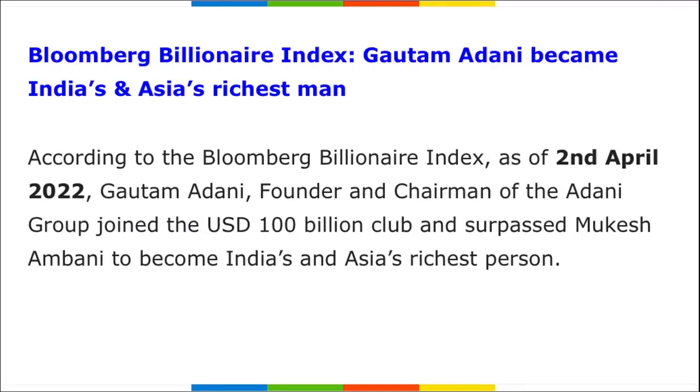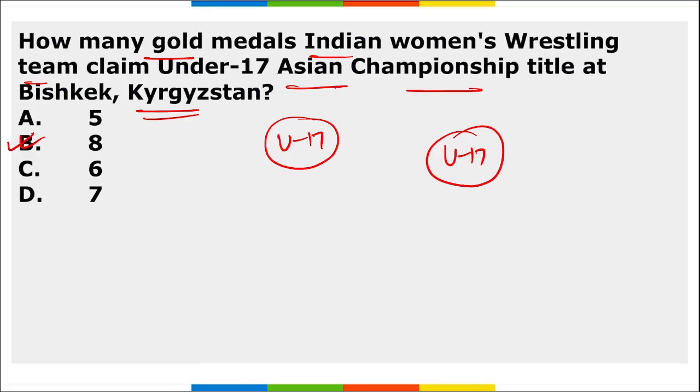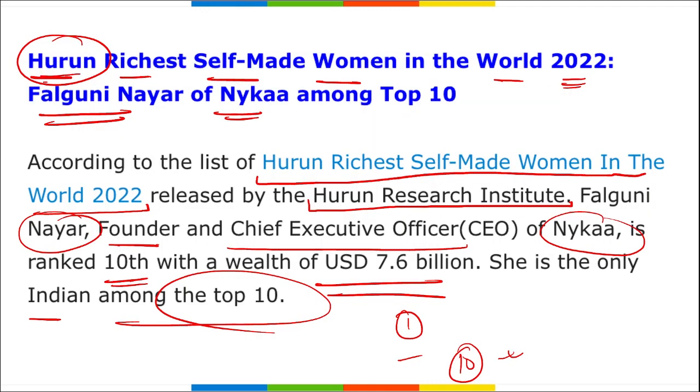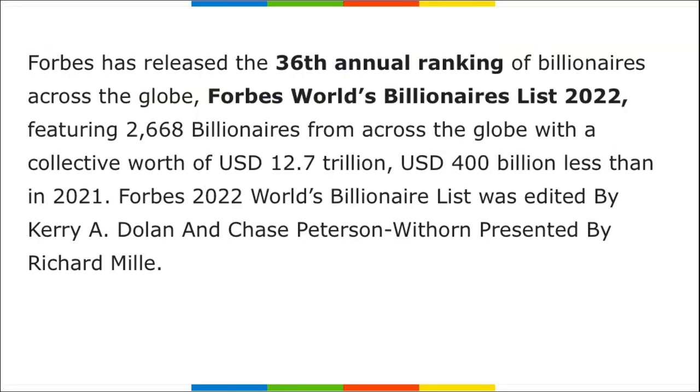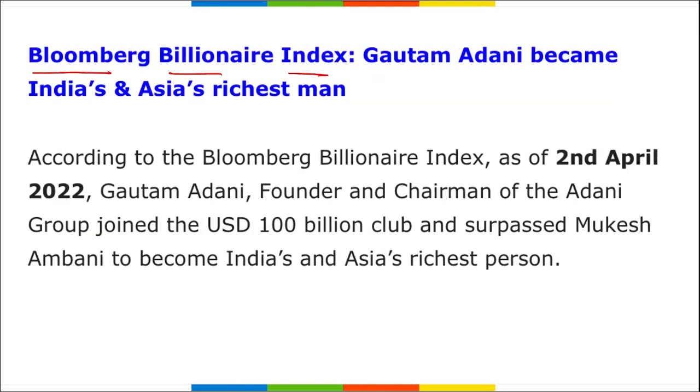Moving on. Next we are talking about Bloomberg's Billionaires Index. I repeat, there are different organizations. Here you will be finding Hurun Research Institute, which was talking about the richest self-made women for the year 2022. Then we talked about the Forbes list that released the world's billionaires list. It was the 36th annual ranking of the world's billionaires released by Forbes. Now we will be talking about Bloomberg's Billionaires Index.